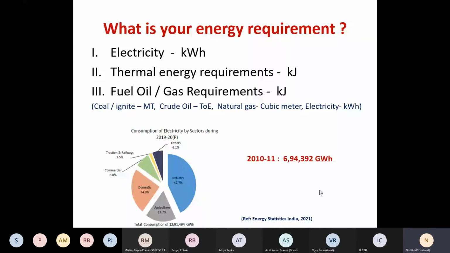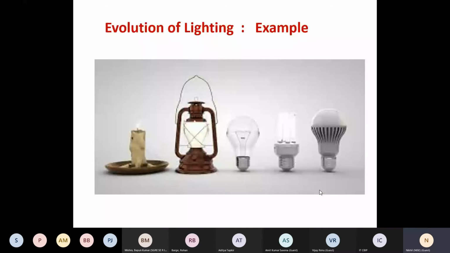So when I look 10 years ahead from now, it is going to be, of course, double of the 12.91 we mentioned. So the energy requirement is doubling, almost on an exponential scale. And nowadays, one thing you can see is that our requirements are more focused on kilowatt hour energy requirements, which I will come to in the next slide. I will take an example to share that.